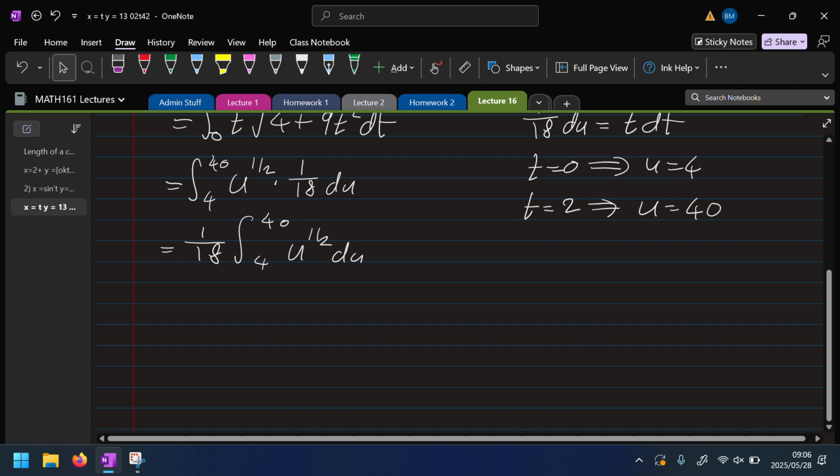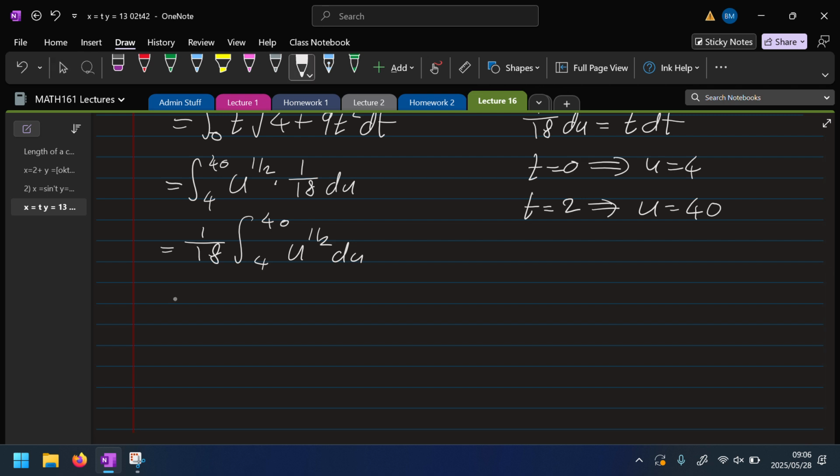Okay, very easy. It's like day one. Add 1 to the exponent to make it 3 over 2. Divide by that, so that becomes 3 over 2, and then divide 2/3. Okay, u to the 3 over 2 from 4 to 40. Okay, and then it's just substituting in. That's very easy.